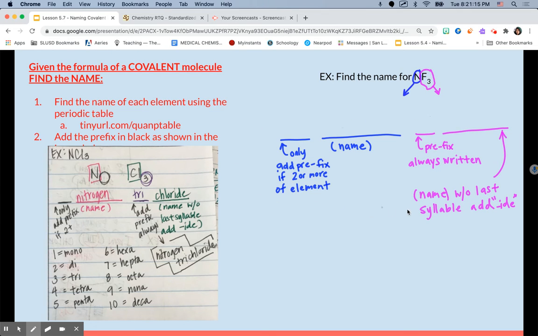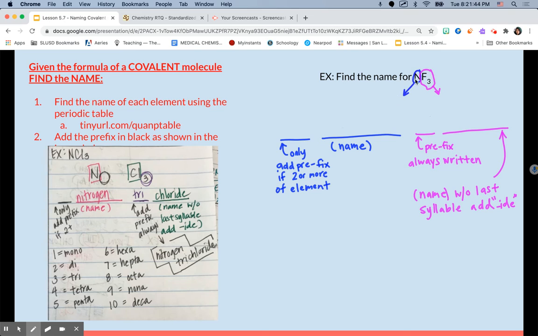The prefix tells me how many of each element I have, and these are all the Greek prefixes written here. Again, some of this is in Latin. So if I have one of that element, I'm going to call it mono. If I have two of that element, it's going to be di and then the name, three, and then tri.